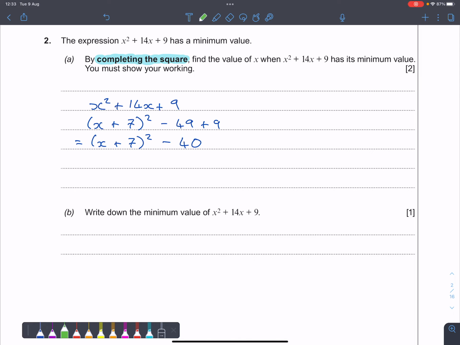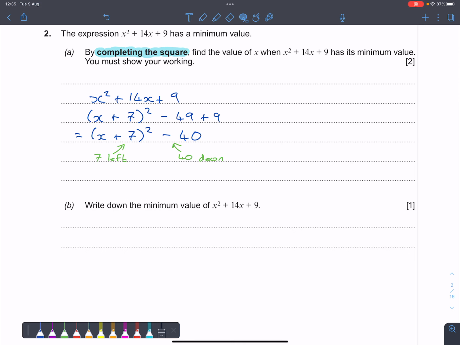Okay, so in terms of what this looks like then, we have two little bits of transformations here. The first bit is inside the bracket. So if it's inside the bracket, it affects the graph horizontally. And it does the opposite of what it's told. So instead of adding 7 or moving 7 to the right, we move 7 left. And outside the bracket here, this minus 40 does exactly what it's told. So we're going to move.